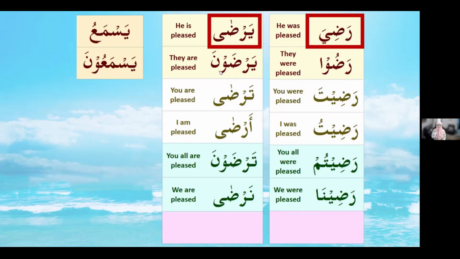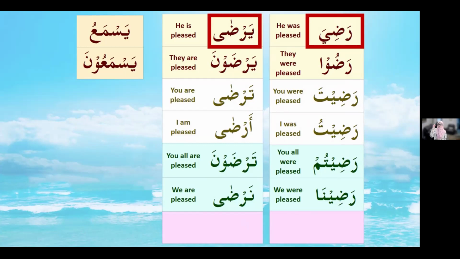So you have to note this change. These are the two changes. Rest of it carries on the same way. So this is important for you to remember. For the Madi, radiya, radu, and for Mudari, yarda. This has become yarda and yardaw. So just remember this little change here, and then the whole table is the same.